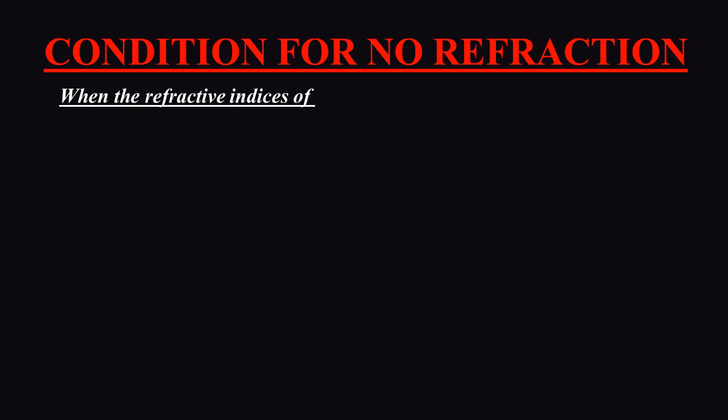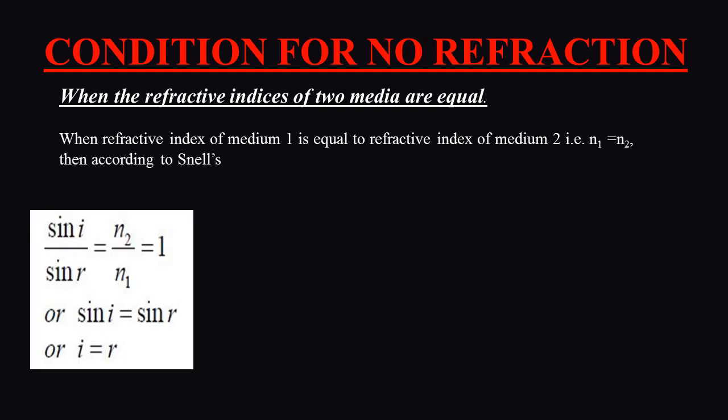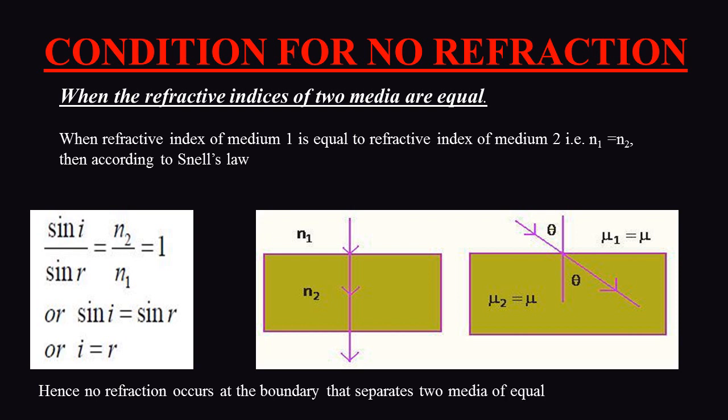Second point, when the refractive indices of two media are equal. When the refractive index of medium 1 is equal to the refractive index of medium 2, then n1 equals n2. Then according to Snell's law, sin i by sin r equals n2 by n1 equals 1. Therefore, sin i equals sin r, or i equals r. Hence, no refraction occurs at the boundary that separates two media of equal refractive index.